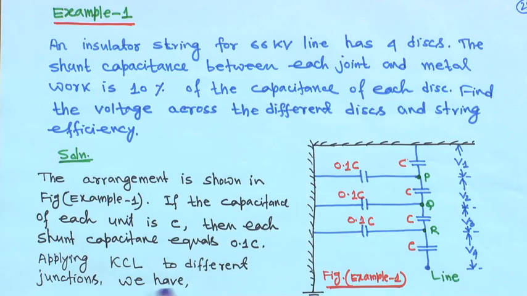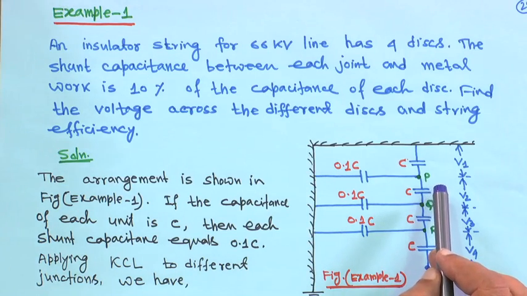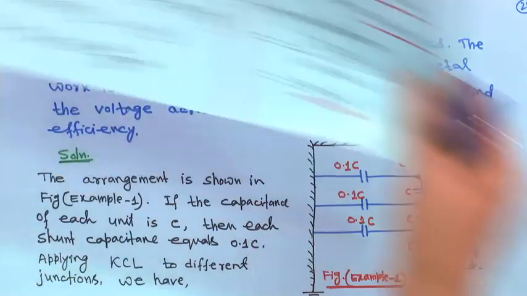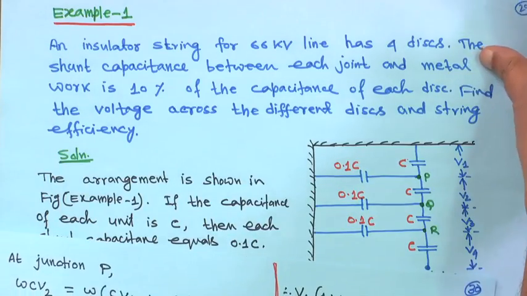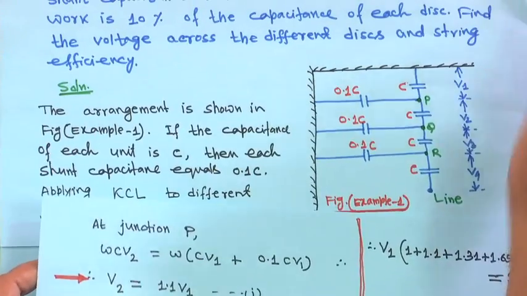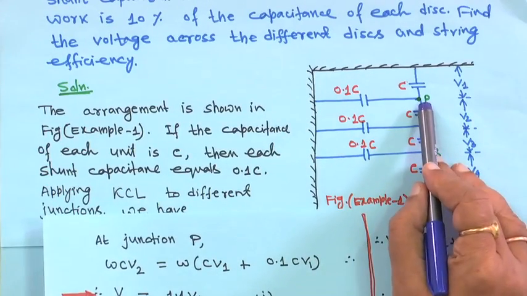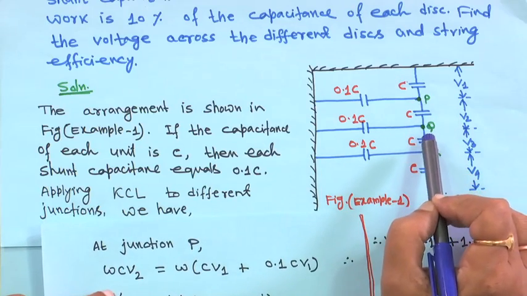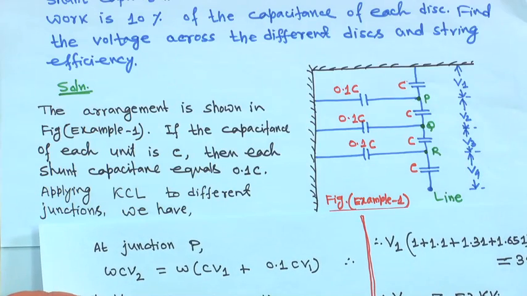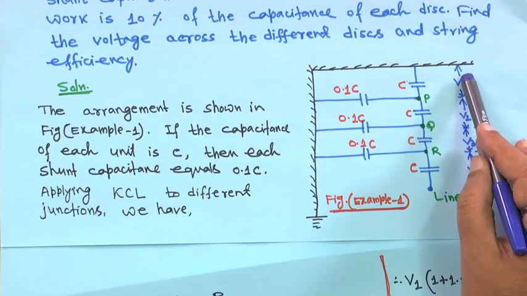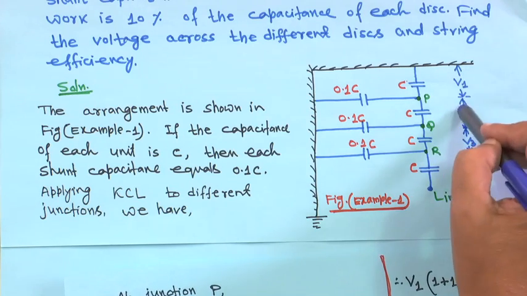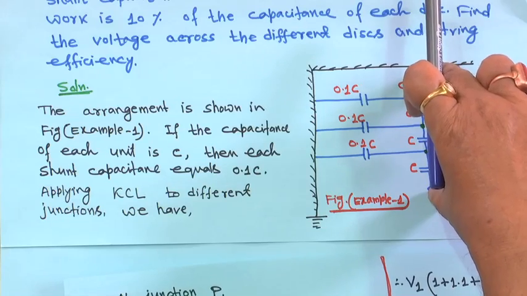Applying KCL to different junctions, you have to apply the KCL equation. See, this is P, this is Q and this is R, these 3 points are taken. Look at this: at junction P, you can write, omega C, the voltages being V1, V2, V3 and V4. Total is V1 plus V2 plus V3 plus V4, right.